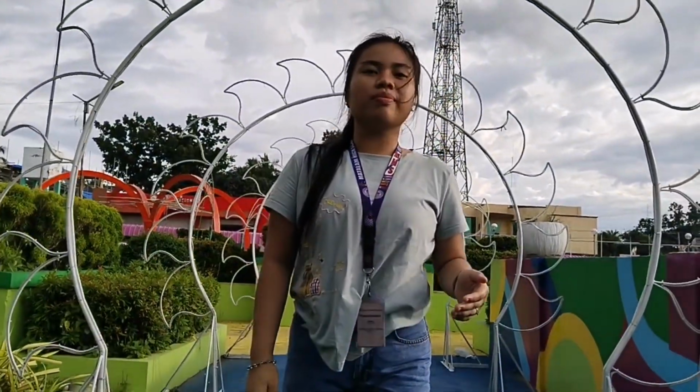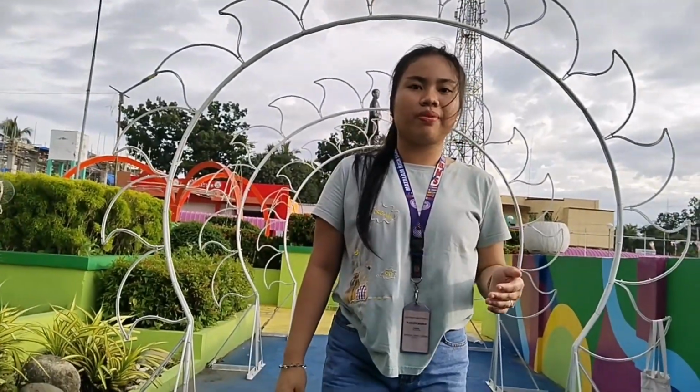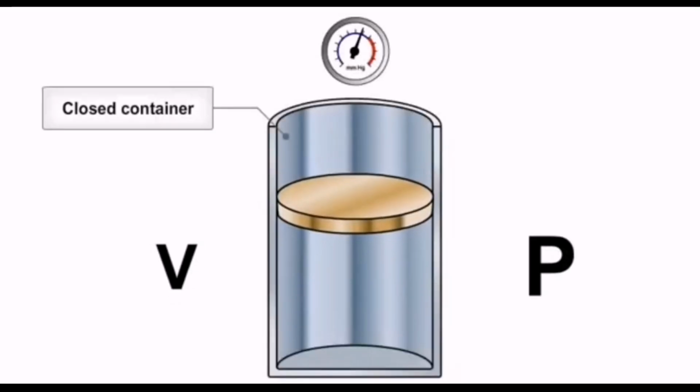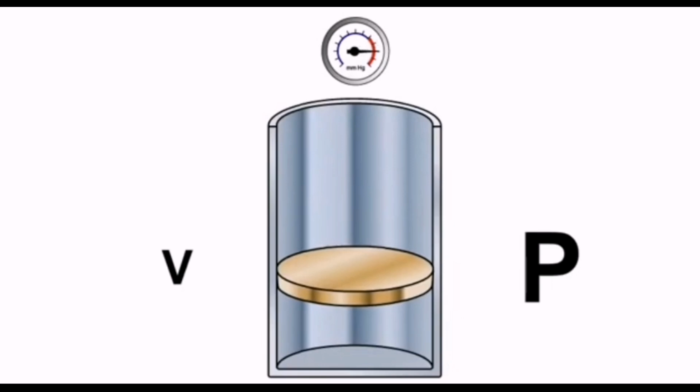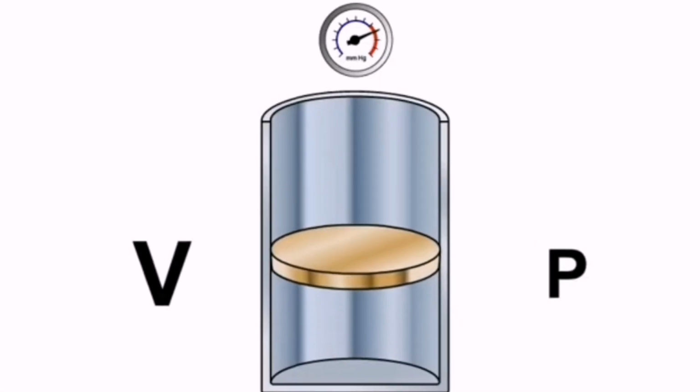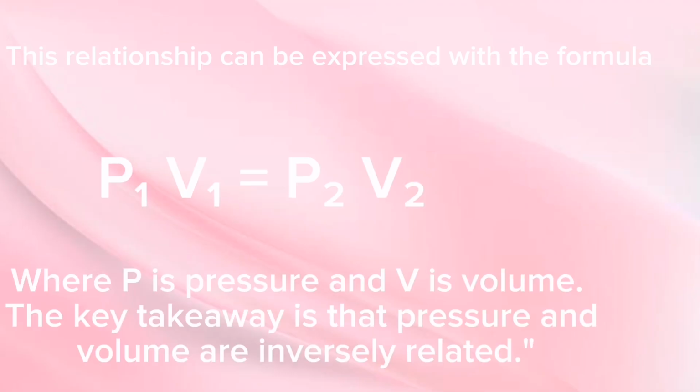And now, let's focus on Boyle's law. It's one of the most well-known gas laws. Boyle's law states that the pressure of a gas is inversely proportional to its volume when the temperature is kept constant. In other words, when the volume of a gas decreases, its pressure increases, and when the volume increases, the pressure decreases. This relationship can be expressed with the formula P1V1 equals P2V2, where P is pressure and V is volume. The key takeaway is that pressure and volume are inversely related.